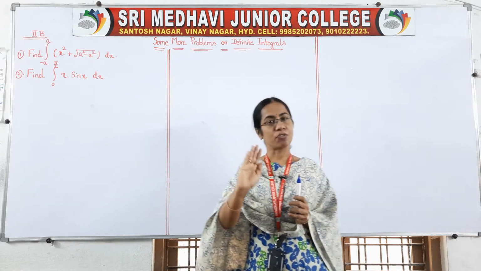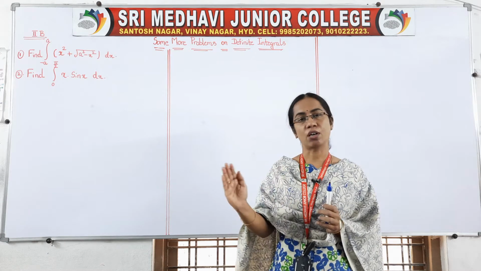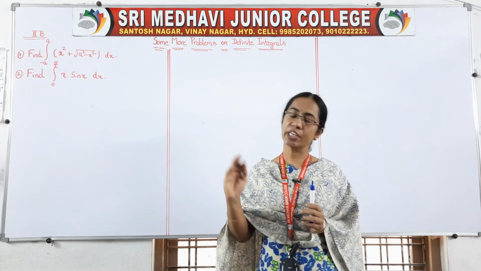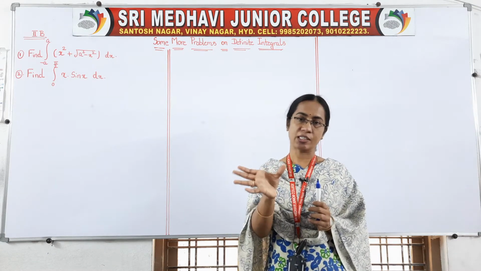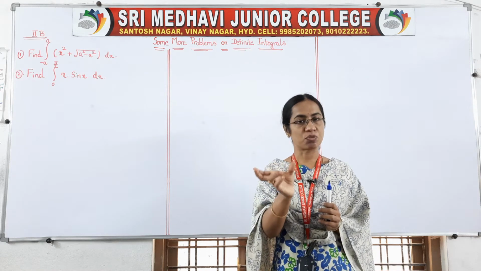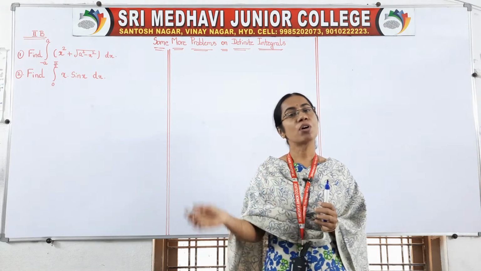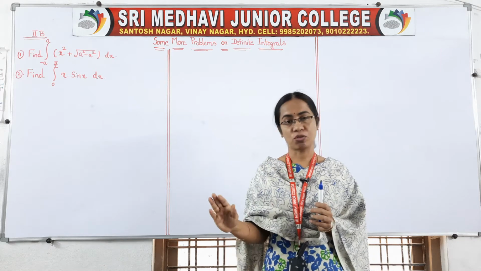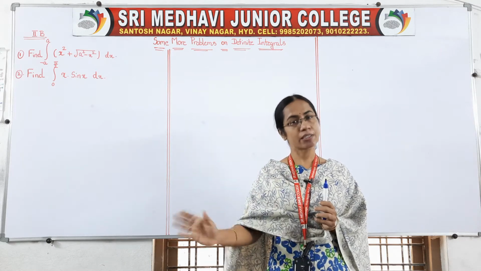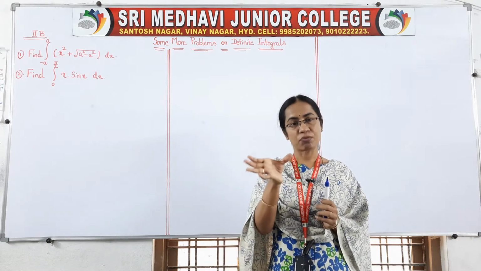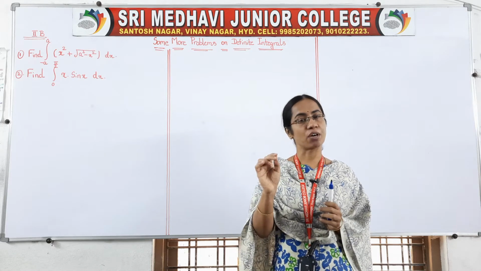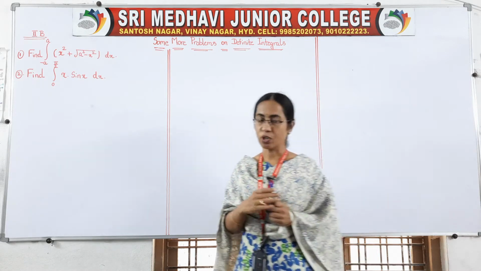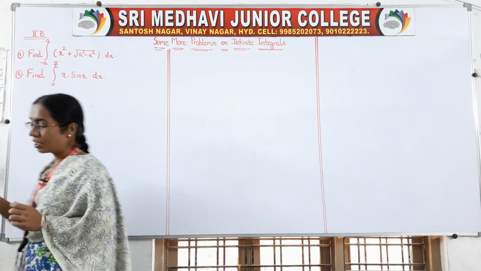That means first, by using our normal integral formulas, we will integrate. We will get one function, one value in terms of x. In that value, in the x place, first we have to substitute the upper limit, minus, in the entire function wherever x is there, we have to substitute the lower limit. Okay, come to the question.